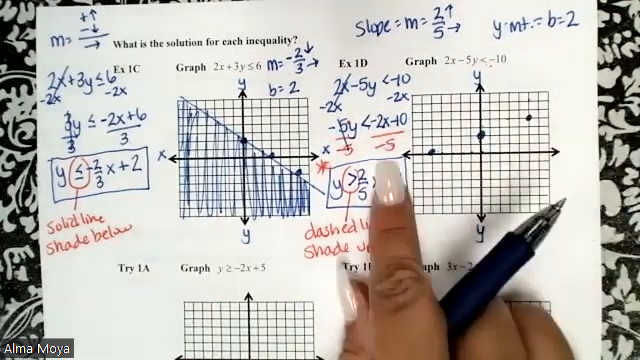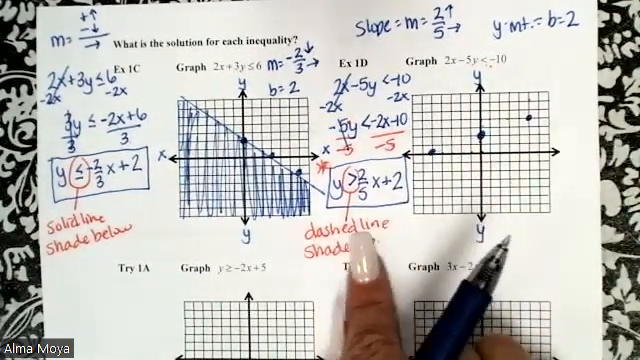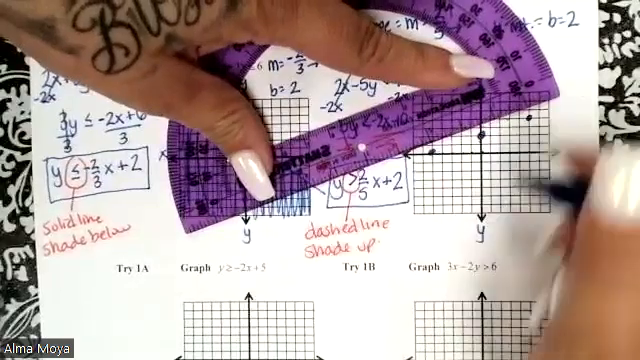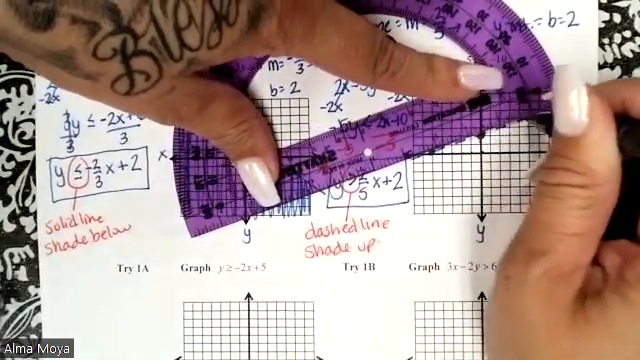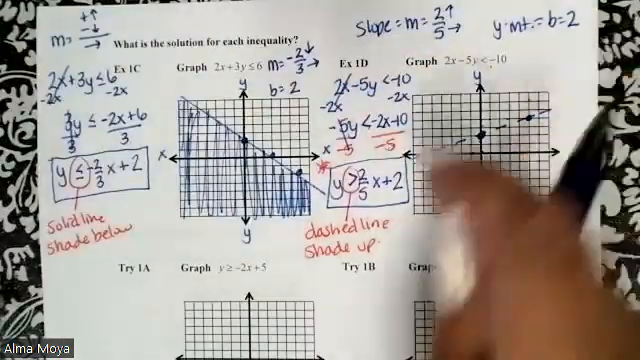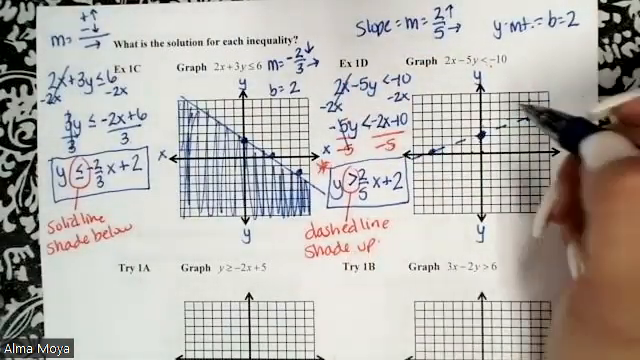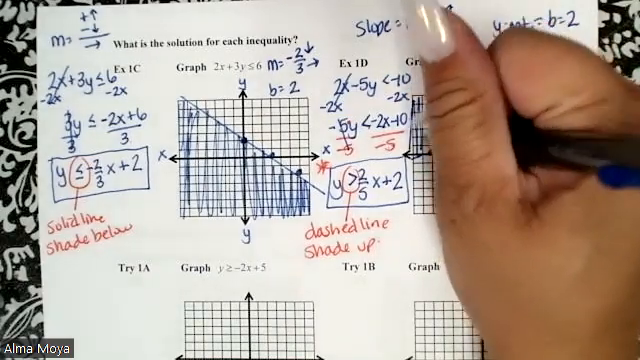Now, before I connect my dots, make sure you're drawing a dashed line. So a dashed line, so keep lifting up your pen or pencil. And then you're going to shade up. So pick a point on the line and shade everything above it.